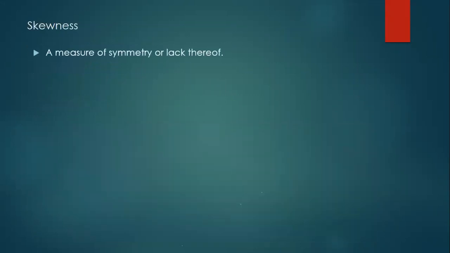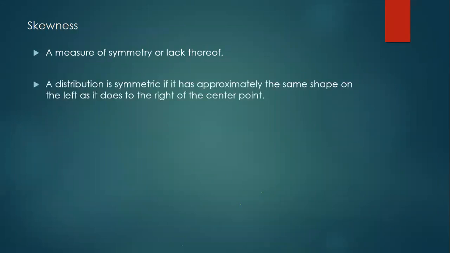So the skewness. Skewness is a measure of symmetry or lack thereof. A distribution is symmetric if it has approximately the same shape on the left as it does to the right of the center point. So we know that the distribution is symmetric when the mean is equal to the median. It means that we don't have any outliers. So it's symmetric when the mean is equal to the median and there are no outliers.